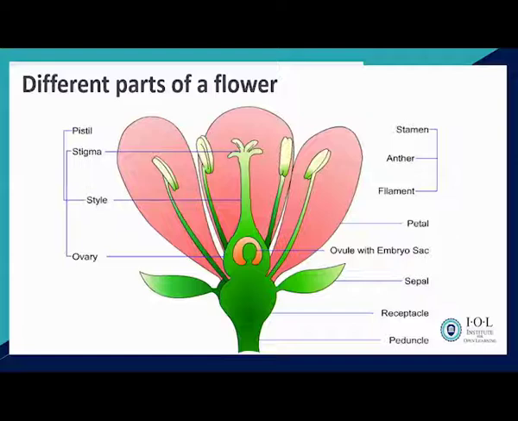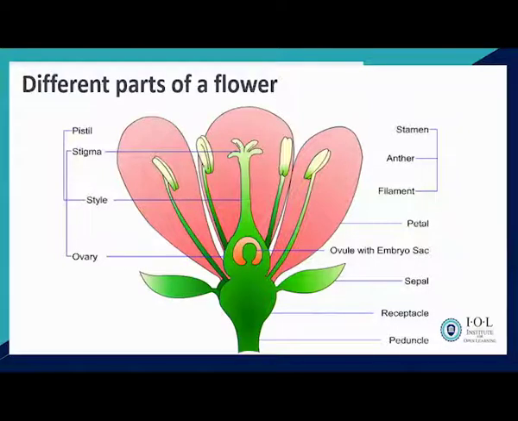The male part being the stamen, the anther, and the filament, whereas the female part being the stigma, the style, and then the ovary. So that is a pistil. And then the flower also has petals, which can be of any color, red, purple, or violet. Now here in the ovary you find the ovule with its embryo sac.